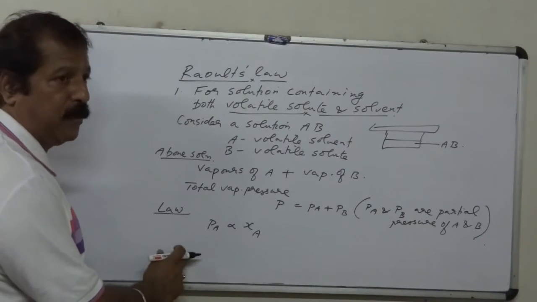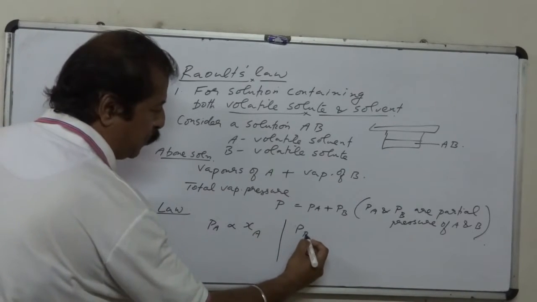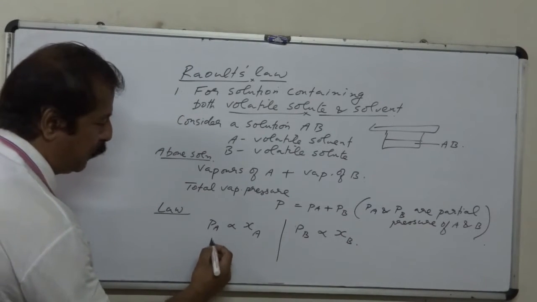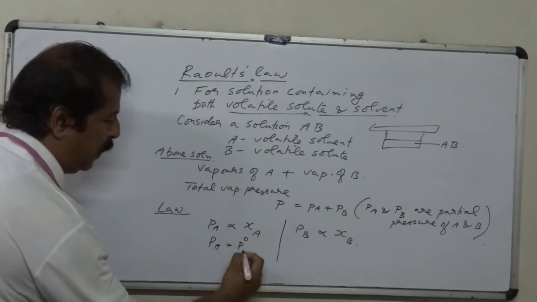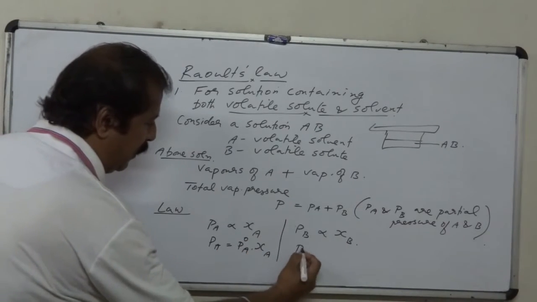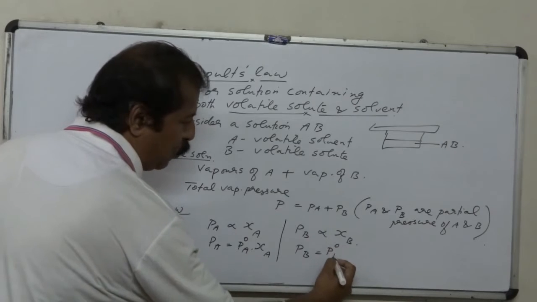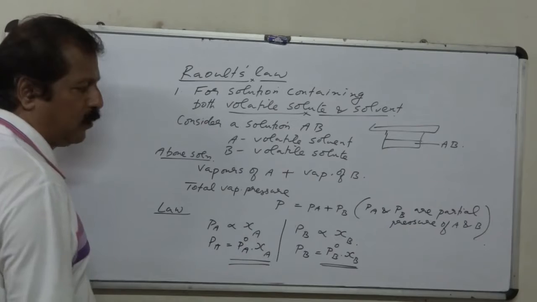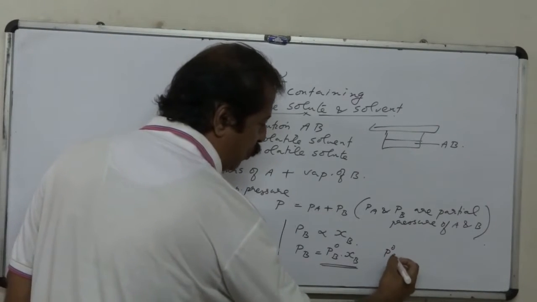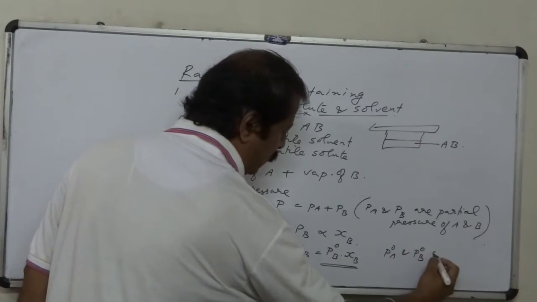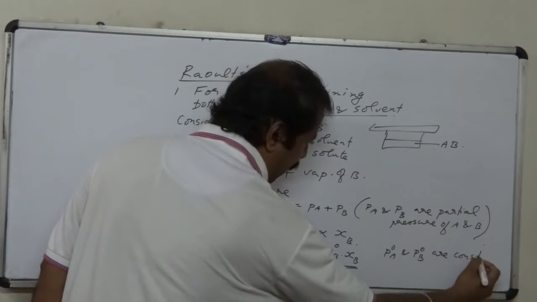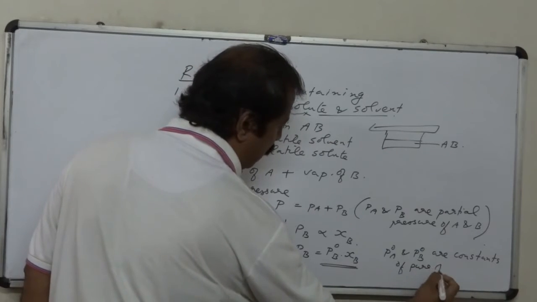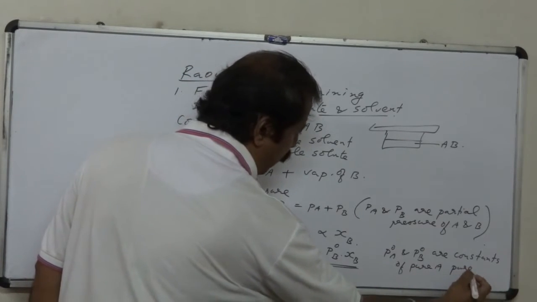So PA is proportional to chi A and PB is proportional to chi B. This is Raoult's law. When you remove the proportionality, you have to give a constant. PA is equal to P0A into chi A, and PB is equal to P0B into chi B. So these two are very, very important. This is Raoult's law, where P0A and P0B are constants of pure A and pure B.